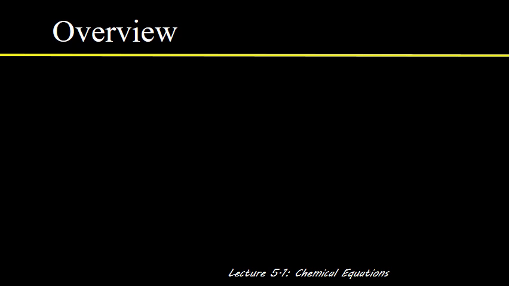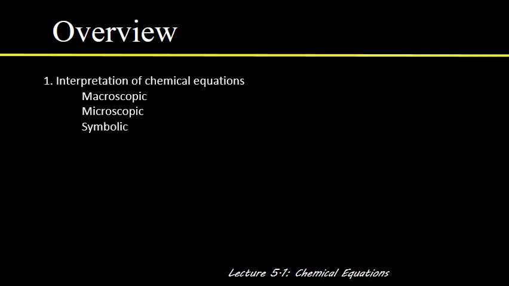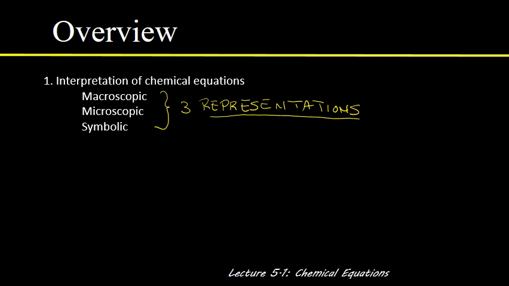In this little video, we're going to talk about chemical equations and how to understand them on the macroscopic level, the microscopic level, and the symbolic level. Remember, in one of our earlier lectures, we talked about these as three different representations. Those are three different ways to describe or think about any kind of chemical process. The real goal of understanding chemistry is to understand all three together. So we're going to be looking at that.